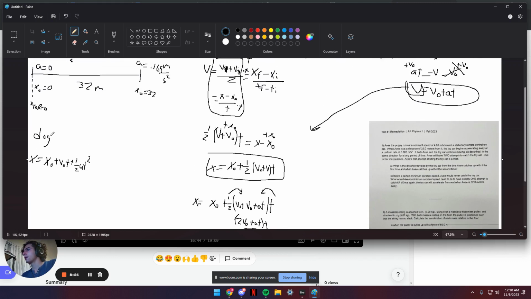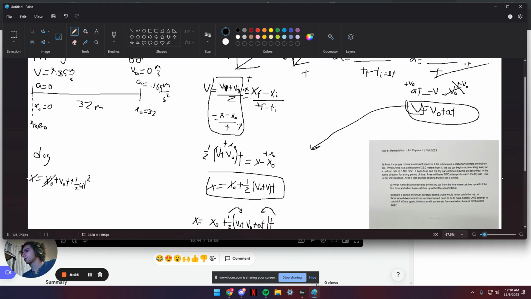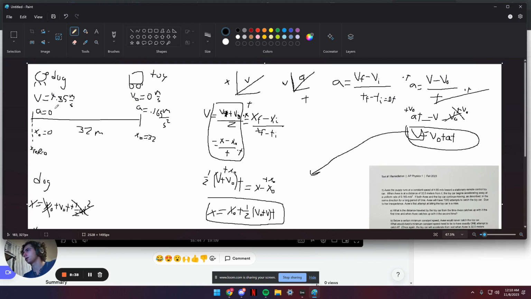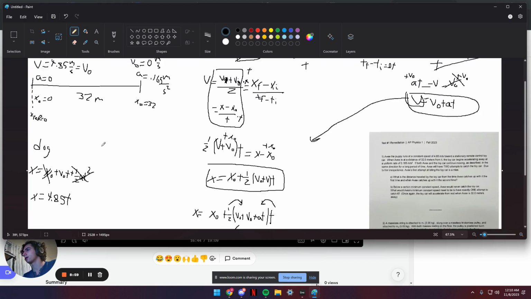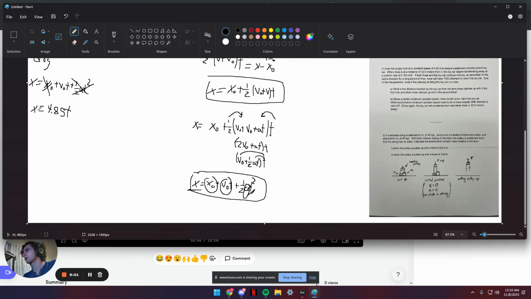We know the X naught is 0, that's our reference. We know the acceleration is also 0, and anything multiplied by 0 is 0, so this whole term we can cancel out, which just leaves us with the V naught that we are given, which is the same as the final velocity because it's not accelerating. So we can plug that in. X equals 4.85 T.